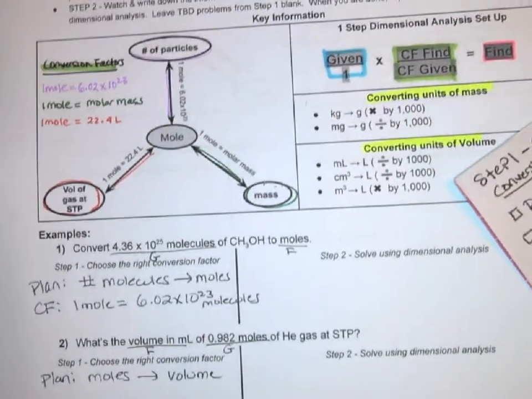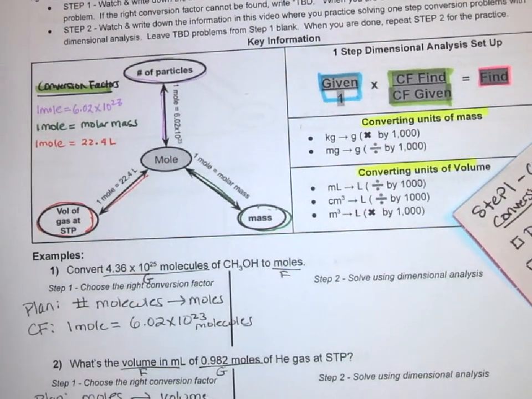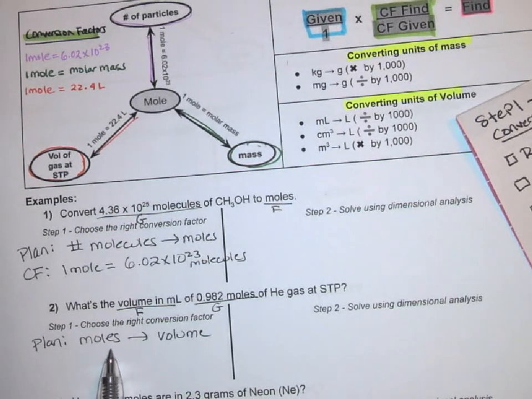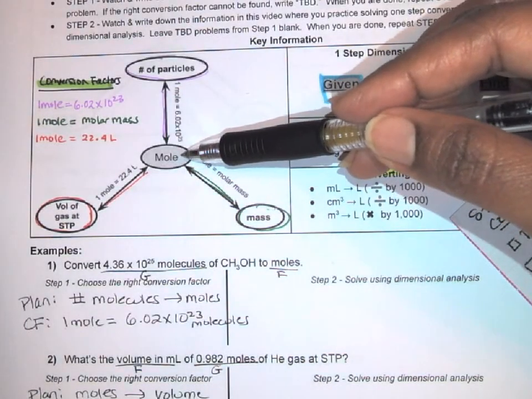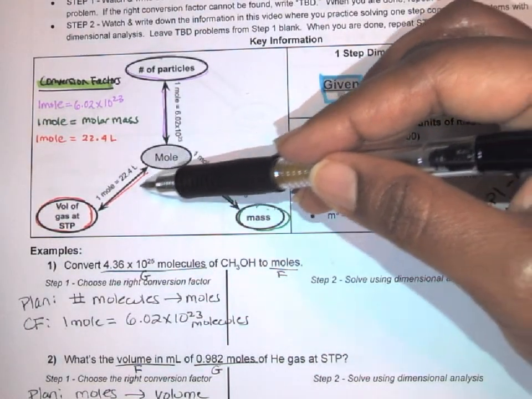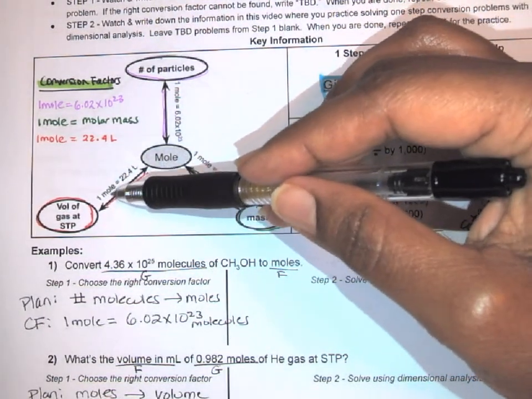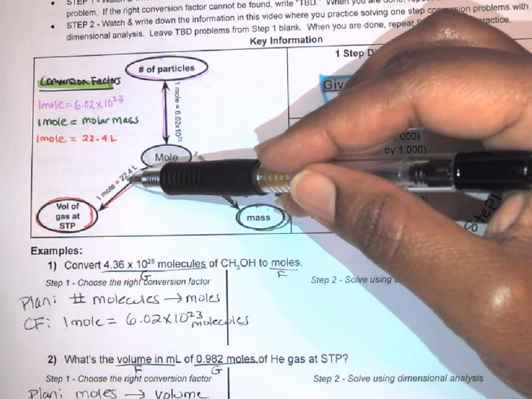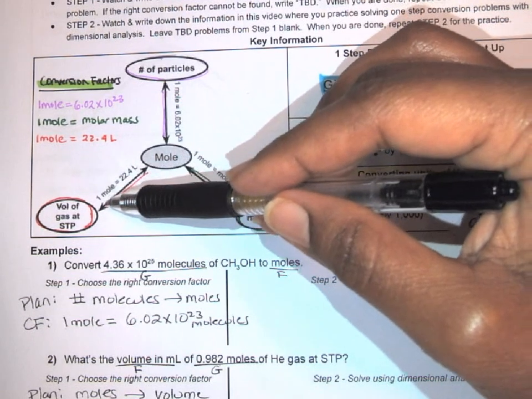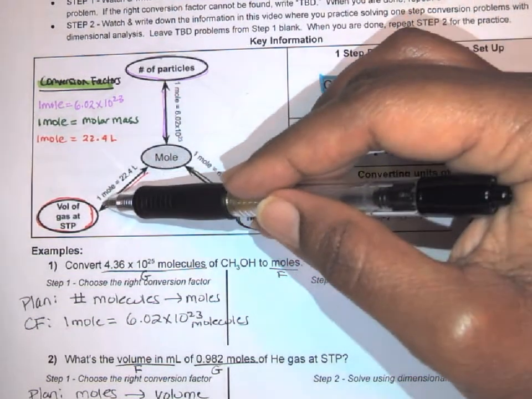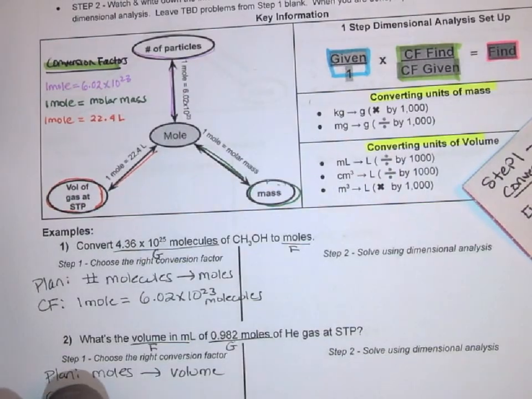So using the mole map, I'm going to start at my given. I'm given moles, so I'm going to start at moles, and I'm asked to find volume. That means I'm trying to go here. Now to go from moles to volume, I have to pass through 1 mole is equal to 22.4 liters. So my conversion factor will be 1 mole is equal to 22.4 liters.